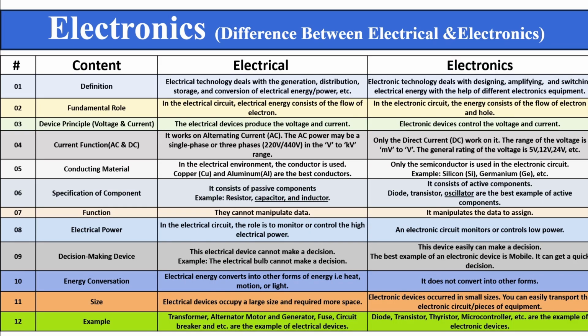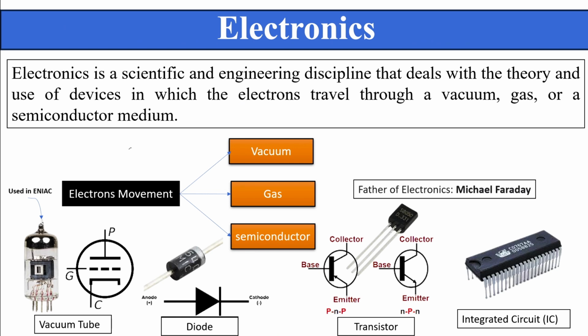So the first question arises: what is electronics? Electronics is a scientific and engineering discipline that deals with the theory and the use of devices in which electrons travel through a vacuum, gas, or a semiconductor medium. Basically, electronics deals with the flow of charge carriers in three mediums. One is vacuum, another is gas, and the third is the semiconductor. And the most widely used medium is the semiconductor medium.